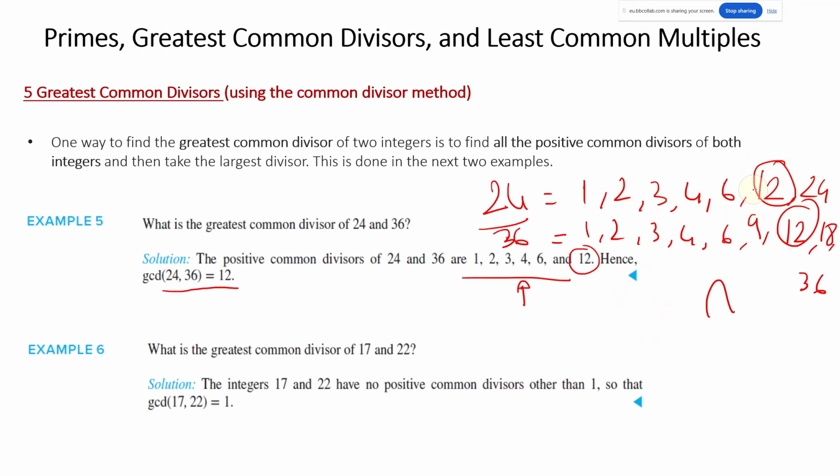So in the intersection, it means I have this 1, I have this 2, I have the 3, and I have the 4, and I have the 6. The 9 is not in both of them, but that's it. So now, among all these numbers, which one is the biggest? That's 12. That's how I find it.